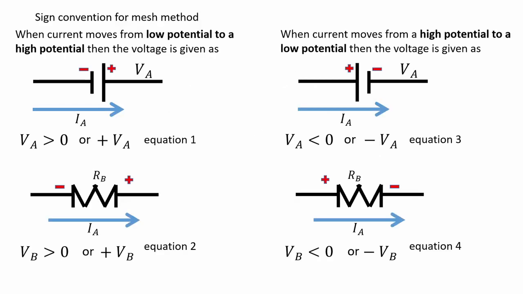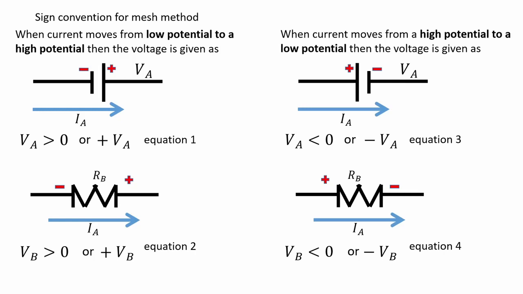Here we have the sign convention for the mesh method. First scenario, the assumed current flow moves from a low potential, which is the negative, to a high potential, which is the positive end. The voltage will be a positive value as shown in equation 1. Similarly, resistors having the positive and negative end will have the same sign.